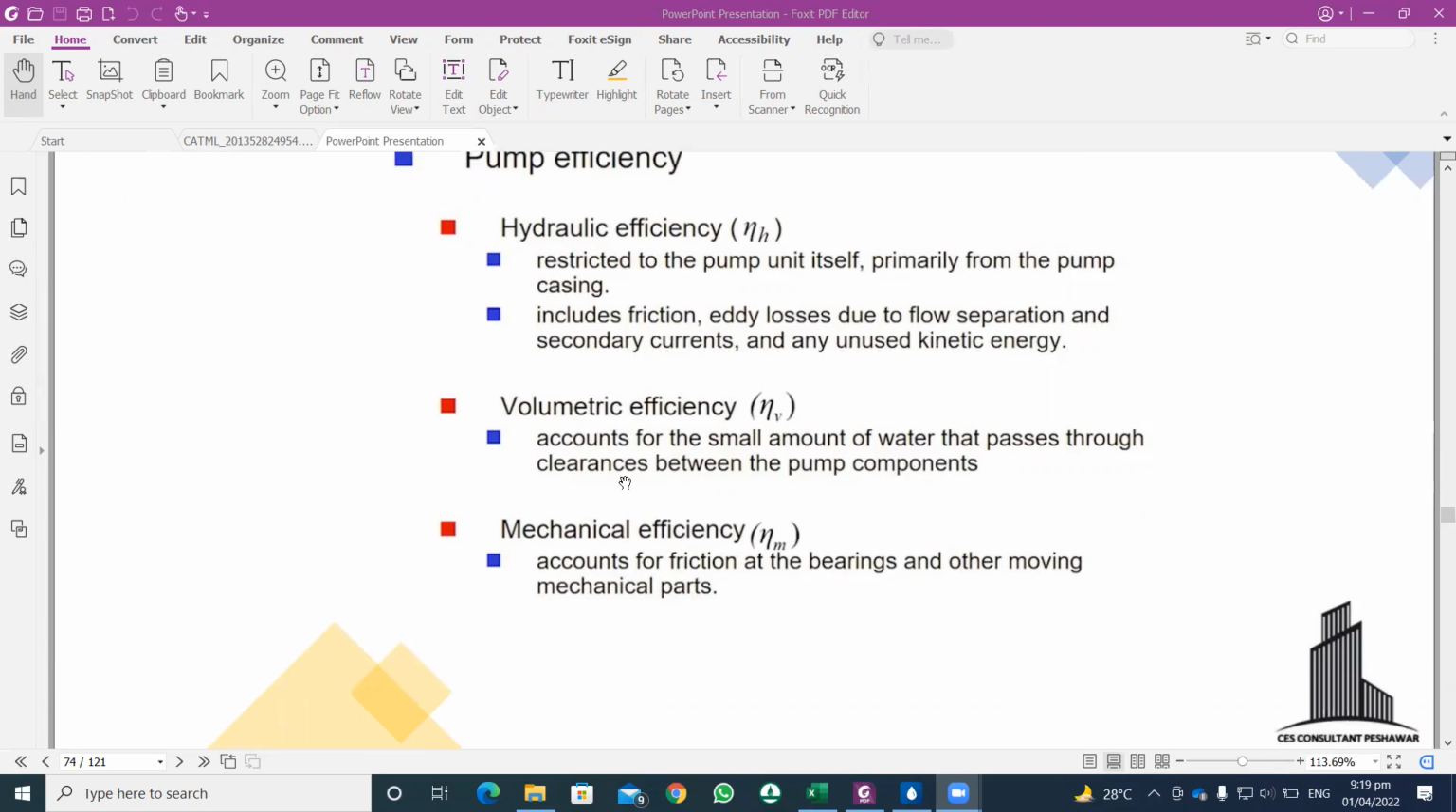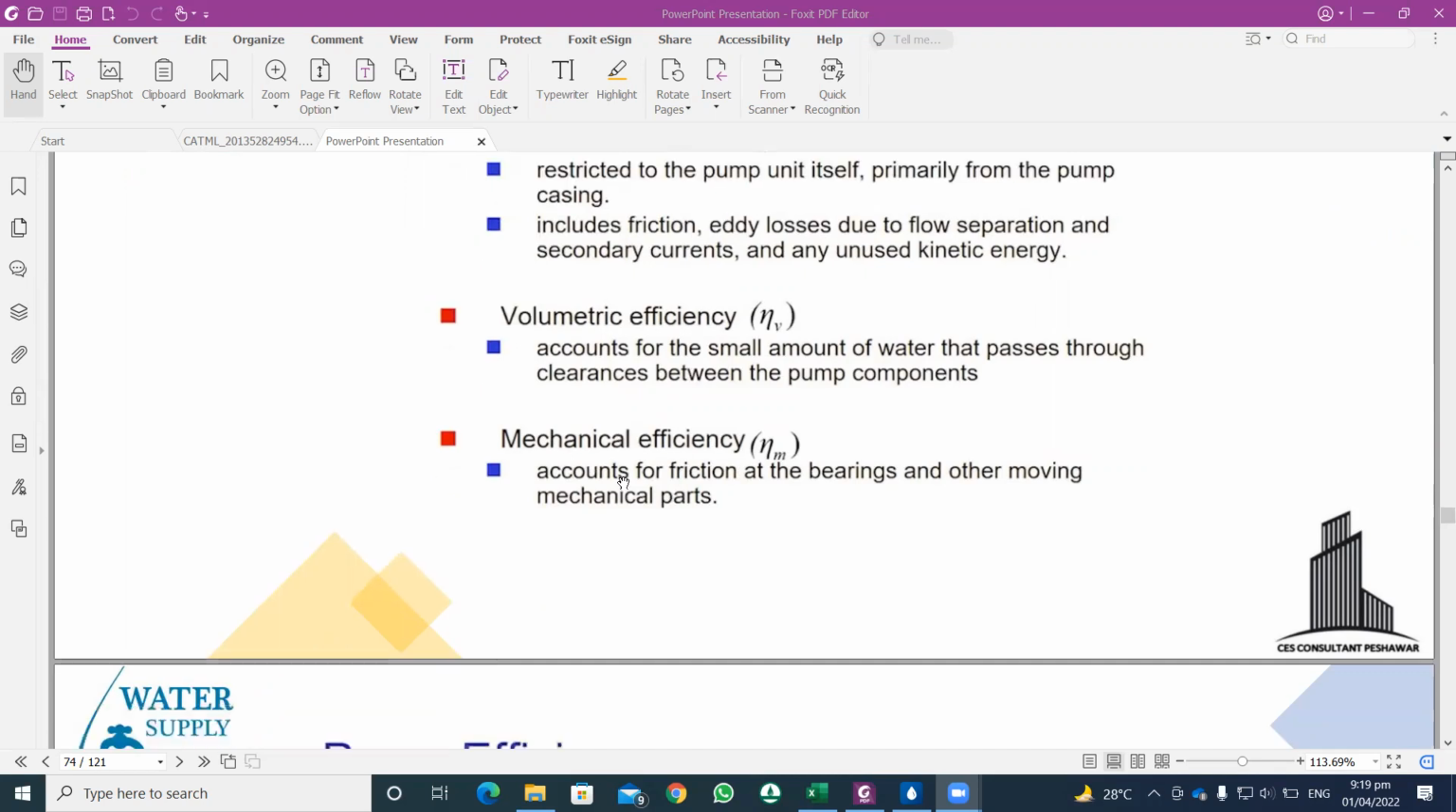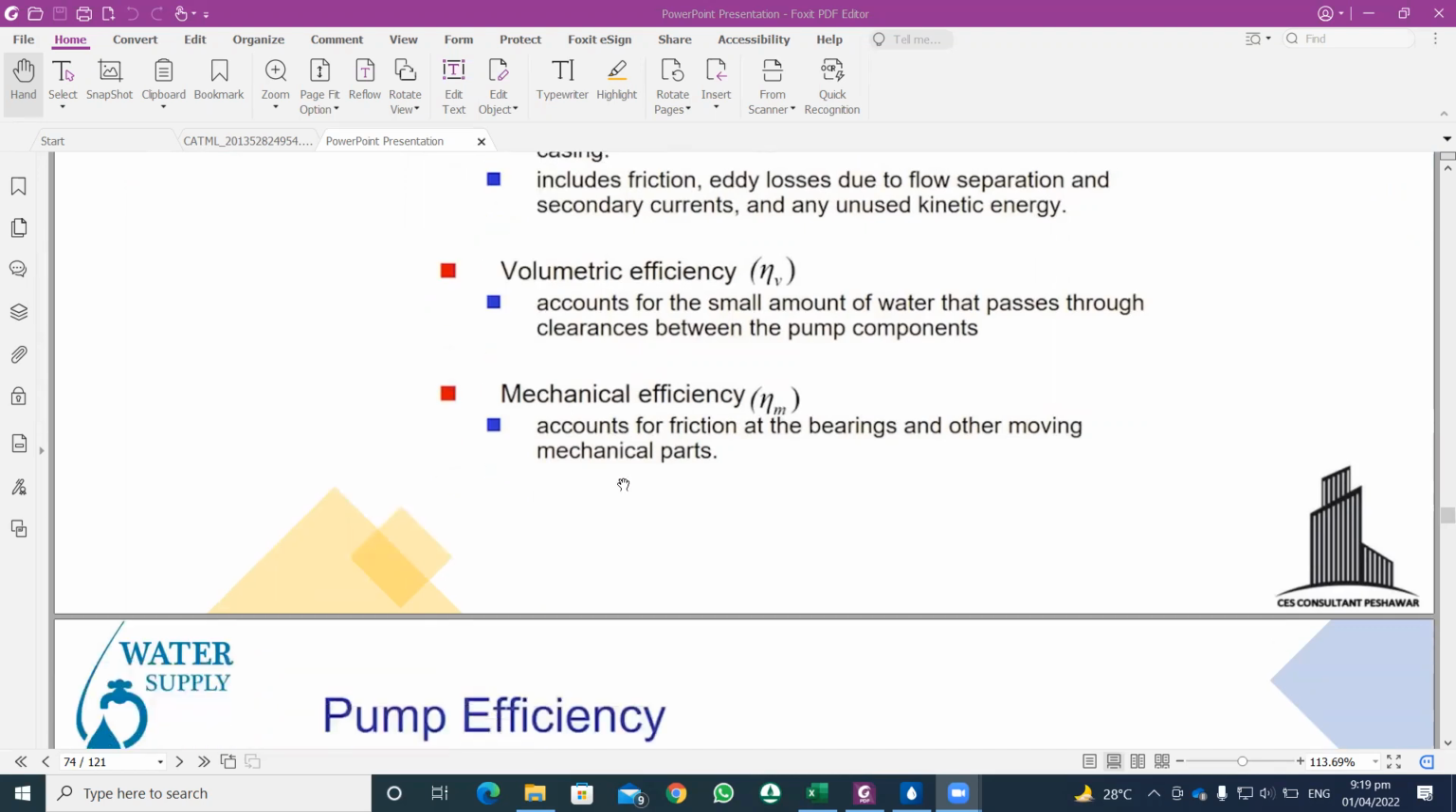Mechanical efficiency is related to the friction occurring at the bearings or different mechanical parts of the pump, like the impeller, the volute, and the pump casing. When the water moves through, friction occurs between the different parts of the pump, so the efficiency also depends on that.